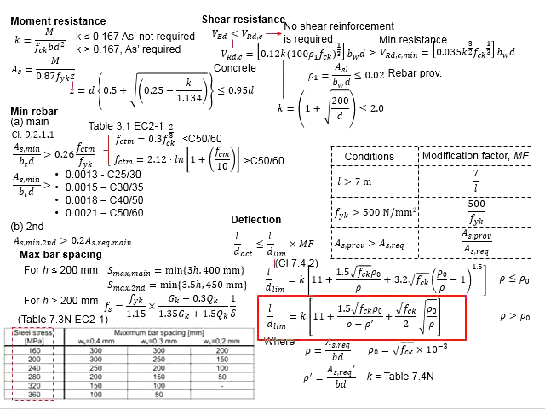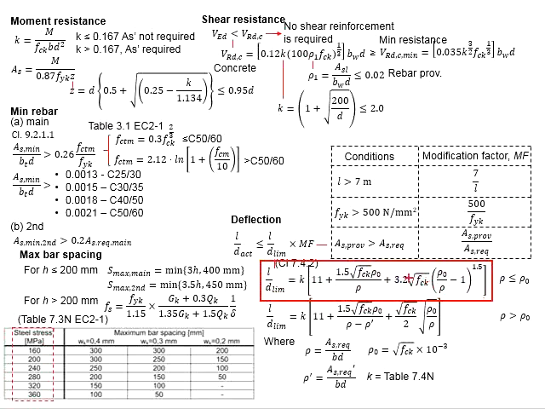Otherwise, you will use these equations. But we know that no compression reinforcement bar will be required. Most likely you will end up with this equation. And then the L per D limit here will need to be checked against the L per D actual. You need to make sure the actual L per D ratio is less than the L per D limit.